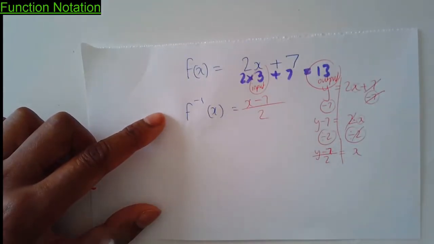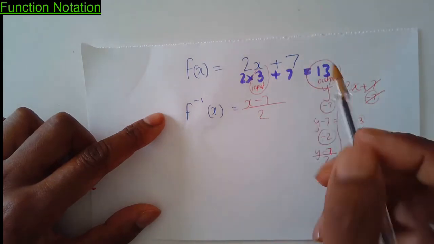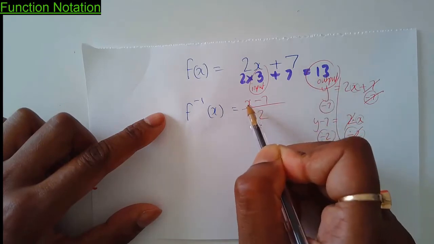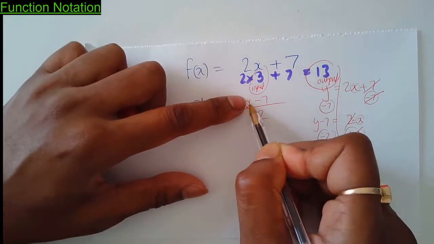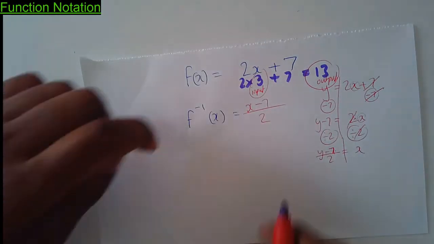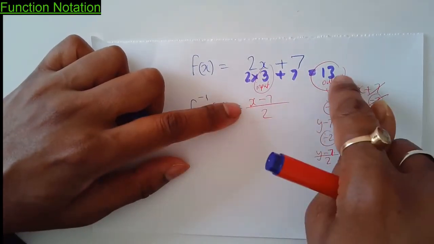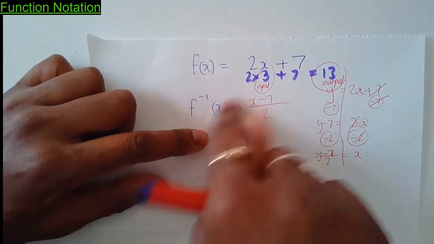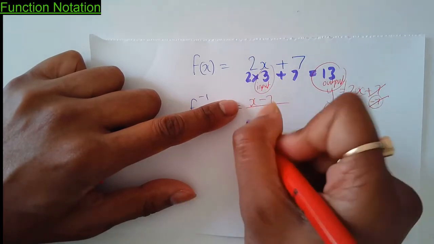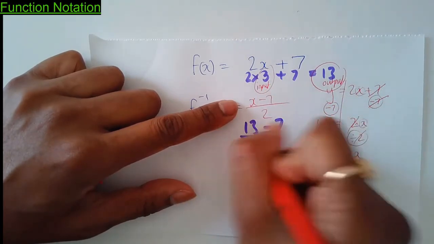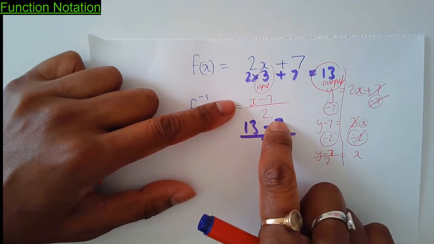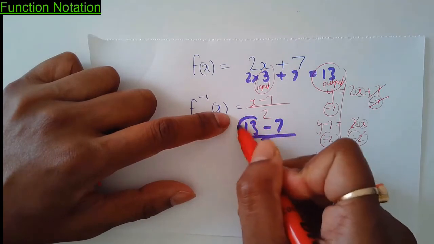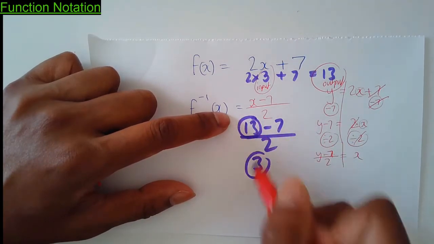Now, this time, I'm going to put 13 in here. I'm using the inverse function now, but I'm going to put the output of this as an input of this function here. So let's put the 13 in there. Let's take away 7, divide by 2. 13 take away 7 is 6. 6 divided by 2 is 3. Look at that. I started off with 13 and I ended up with 3.